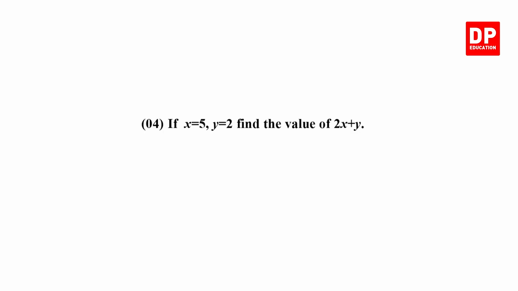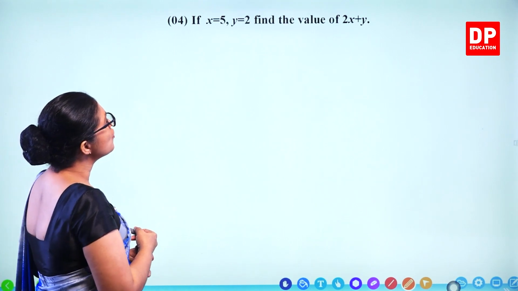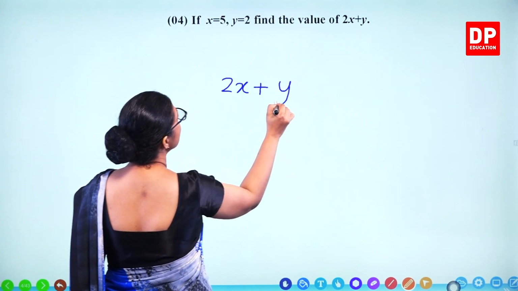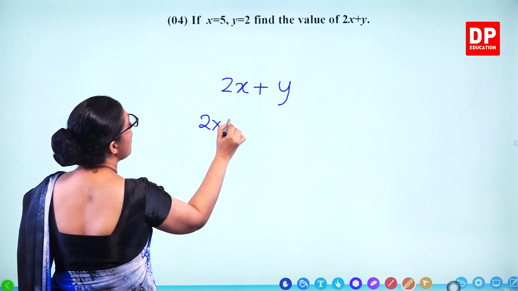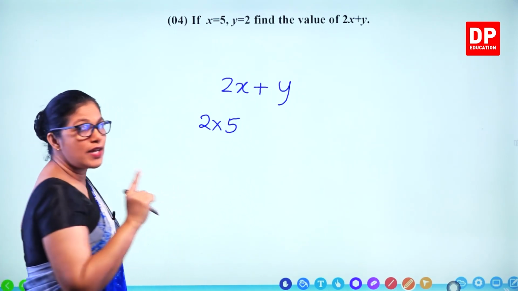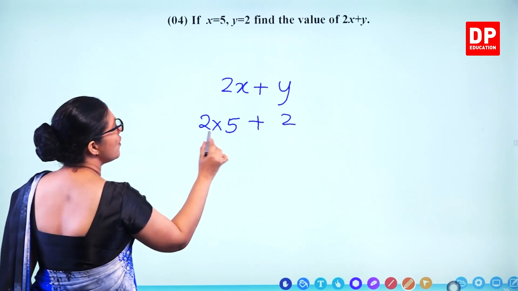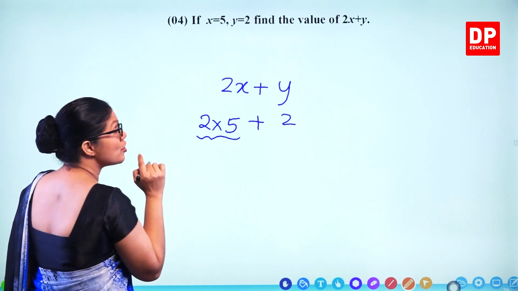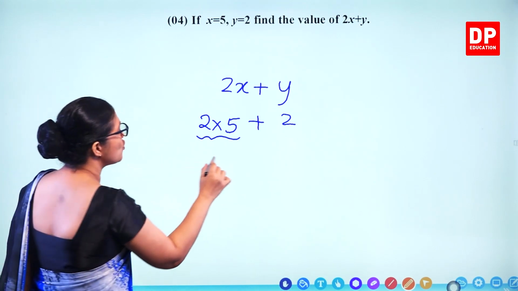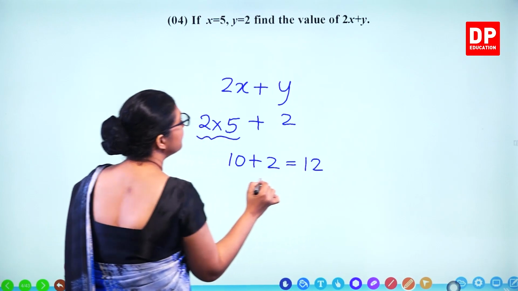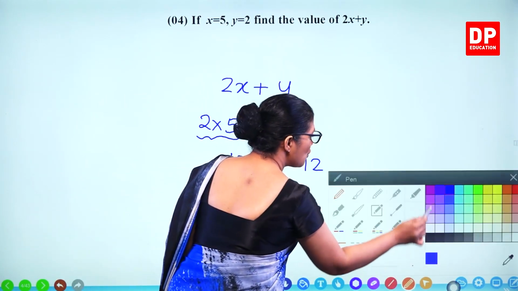Question number 4. If x equals 5, y equals 2, find the value of 2x plus y. 2 times 5, substitute x equals 5, y equals 2. First multiplication according to BODMAS. 5 times 2, 10. 10 plus 2, you get 12. 2 marks.